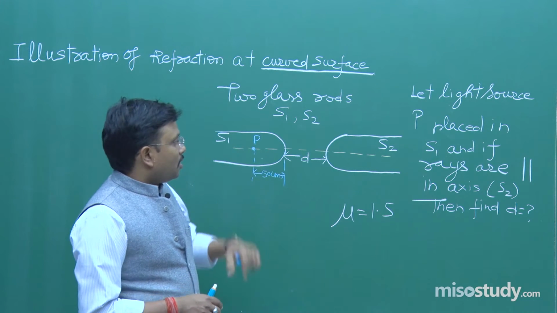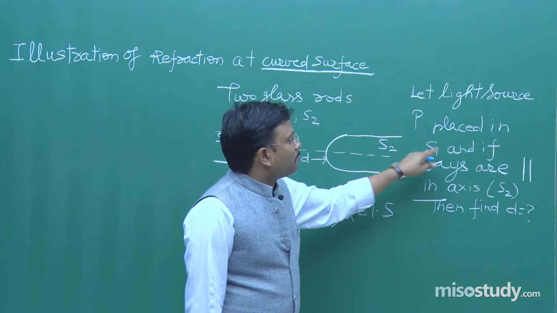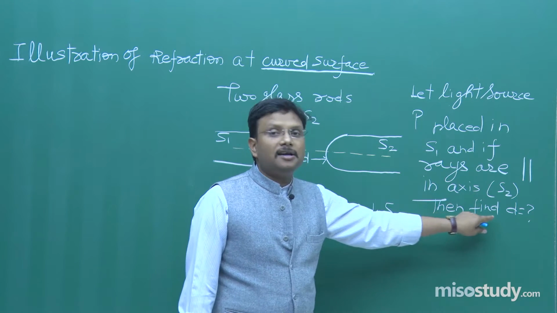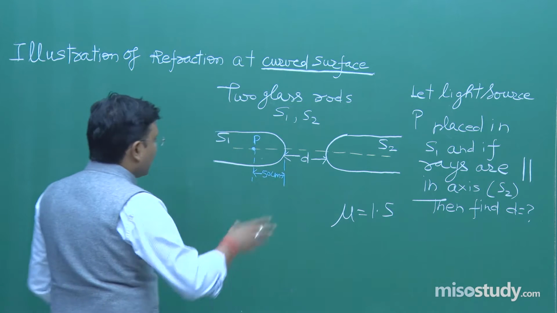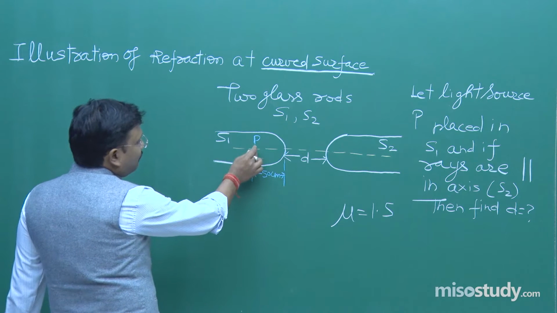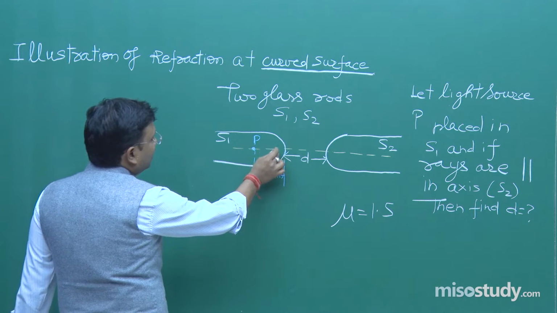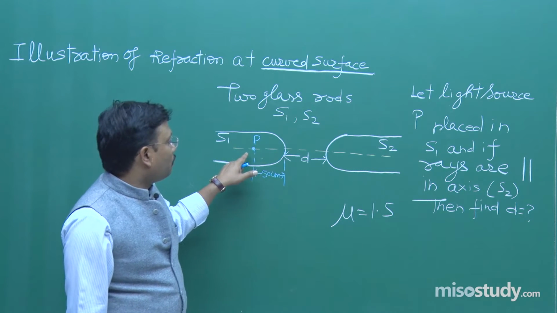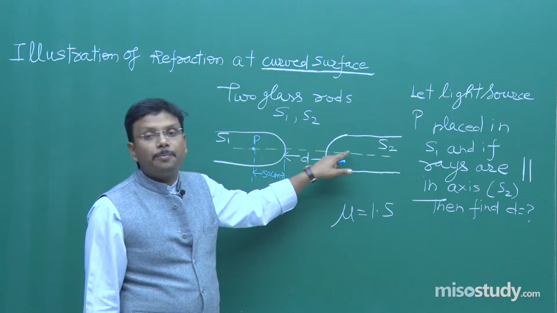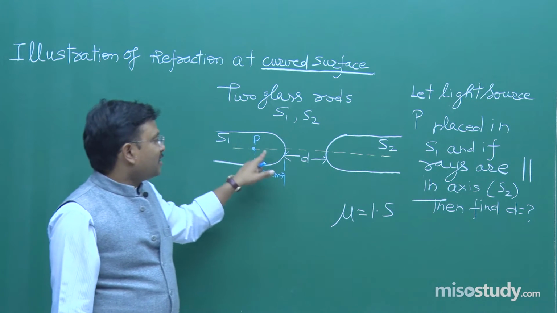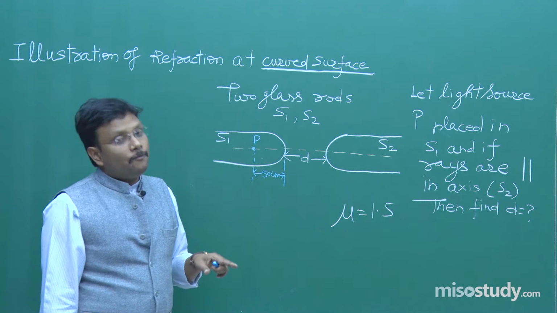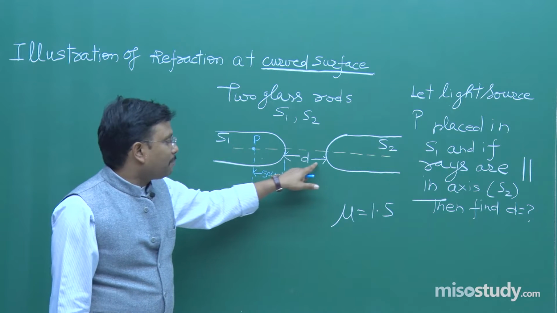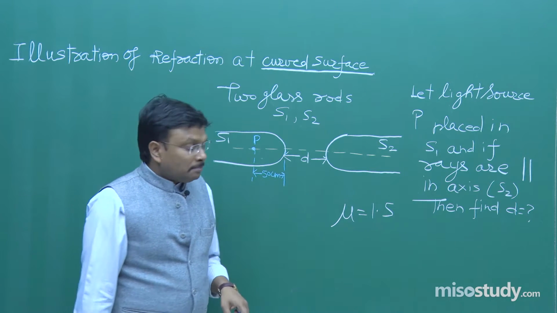Fine. So now let a light source P be placed in S1, and if the rays are parallel to the axis in S2, then find D. Listen carefully, what will actually happen? If you place this light source either here or here, it may be possible that all the light rays emitting out from S1 may not be parallel in S2. This is a specific situation when these rays are going to be parallel. So ultimately you have to find this distance D.